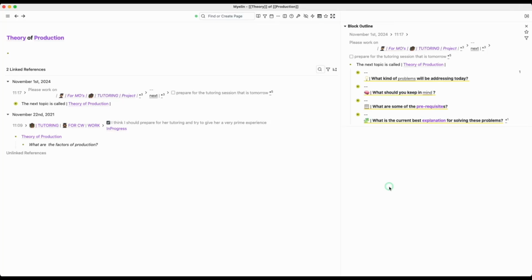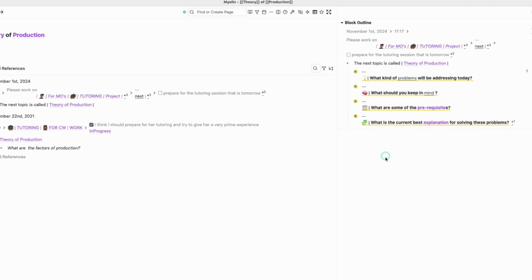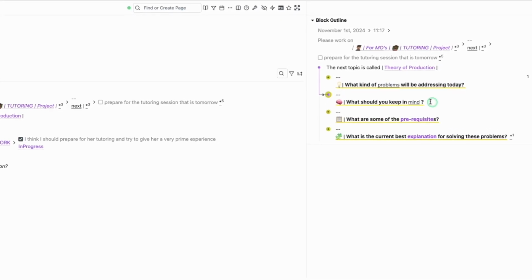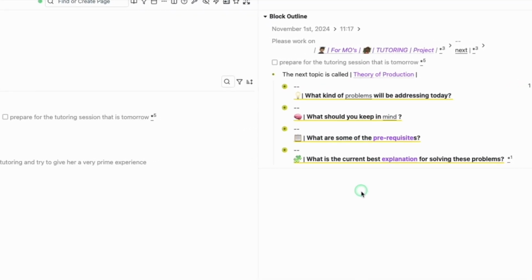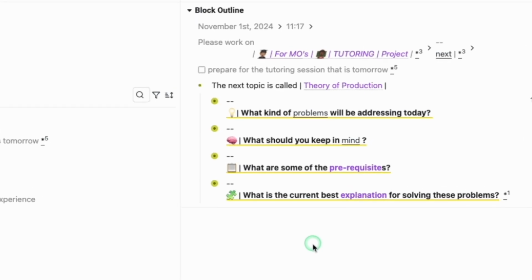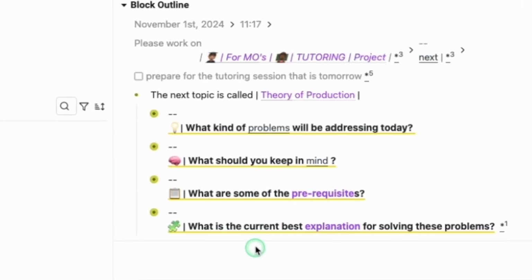Today we're going to go through the theory of production. This is a topic in economics class, and as we go through it, we're going to follow the following framework. We're going to be looking at the problems, what we should keep in mind, the prerequisites if there are any, and go through the explanation on how to solve those problems.